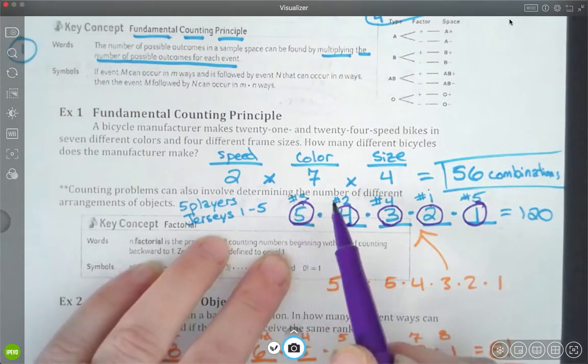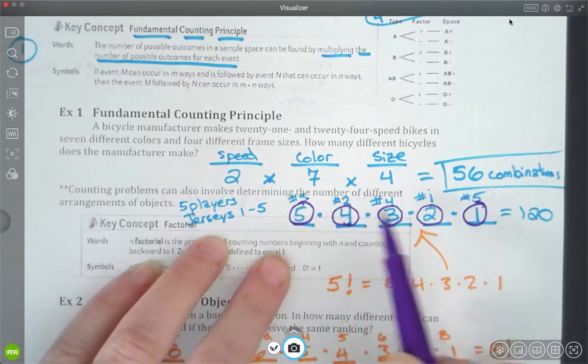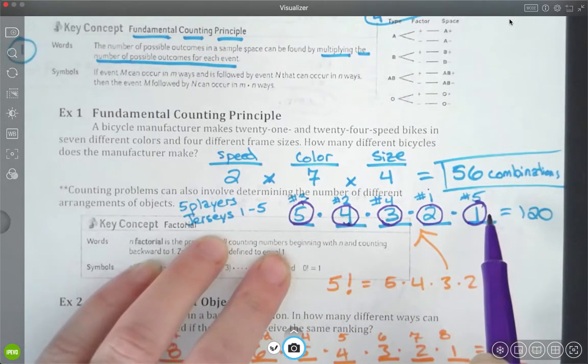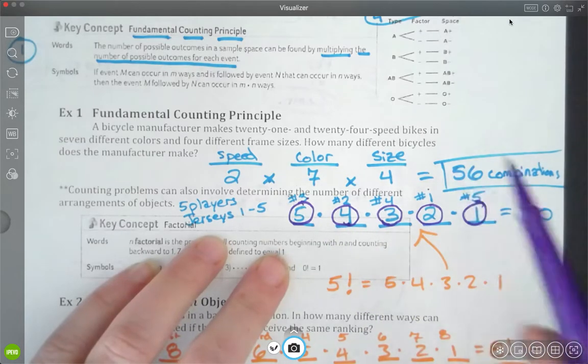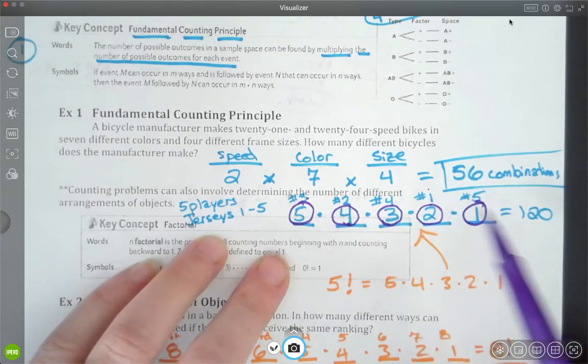So the combination 3, 2, 4, 1, 5, that's just one combination of assigning jersey numbers, and there are 120 possible because we multiply all those together. Okay.